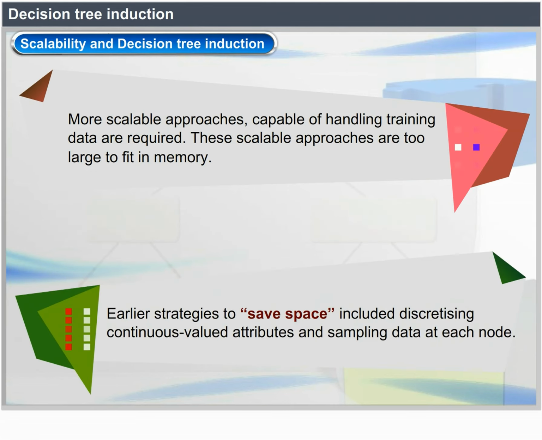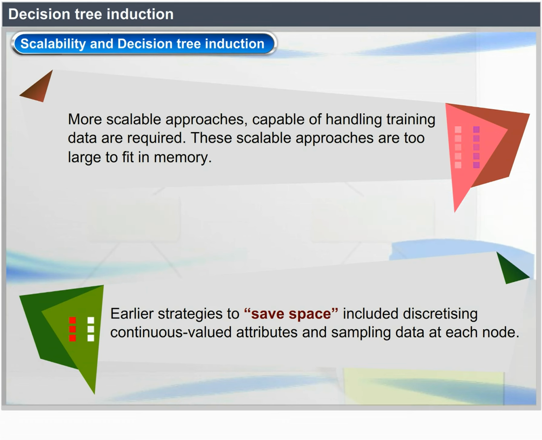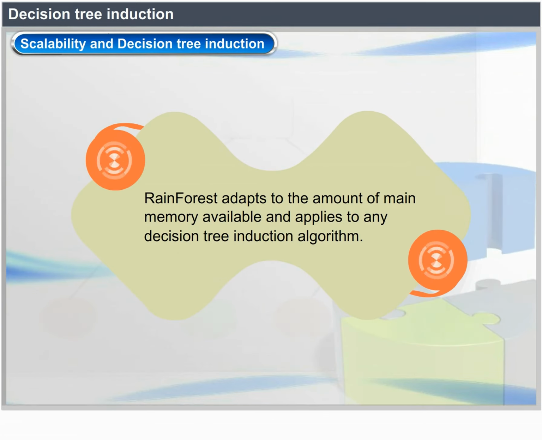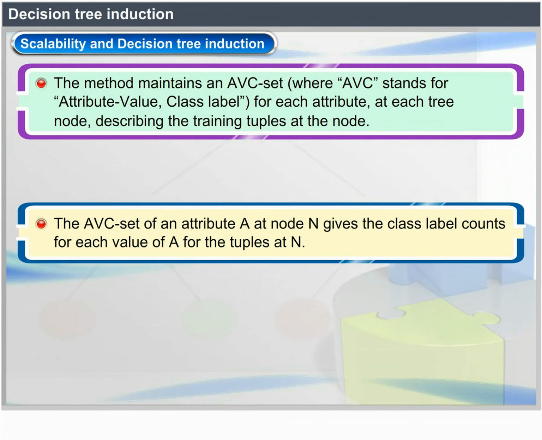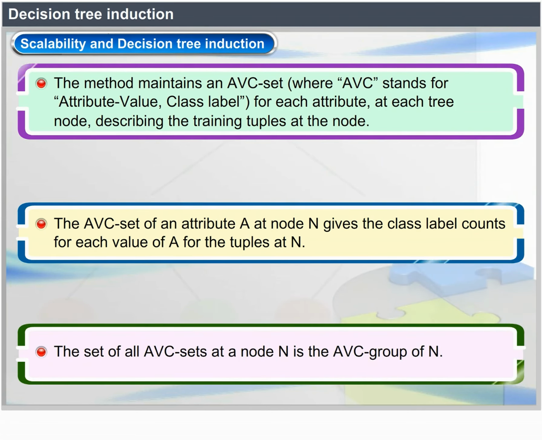Earlier strategies to save space included discretizing continuous valued attributes and sampling data at each node. RainForest adapts to the amount of main memory available and applies to any decision tree induction algorithm. The method maintains an AVC set, where AVC stands for attribute, value, class label, for each attribute at each tree node, describing the training tuples at the node. The AVC set of an attribute A at node n gives the class label counts for each value of A for the tuples at n. The set of all AVC sets at a node n is the AVC group of n.